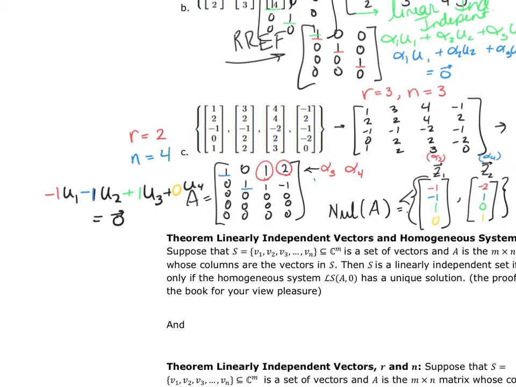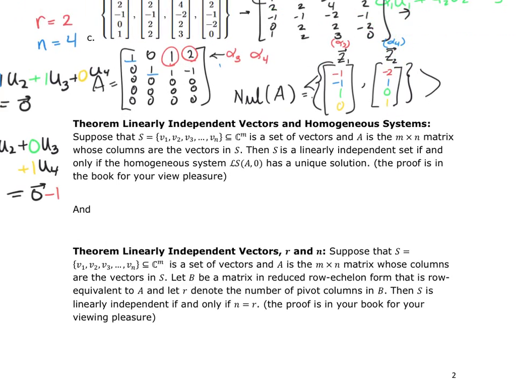Another way in which I can get the 0 vector is I can have -2 U1 plus 1 U2 plus 0 U3, and then plus 1 U4 will also give me the 0 vector. And this is my U1, U2, U3, and U4. So this set of vectors are linearly dependent, and I know that from here. Okay, so let's go ahead and take a look at this next theorem.